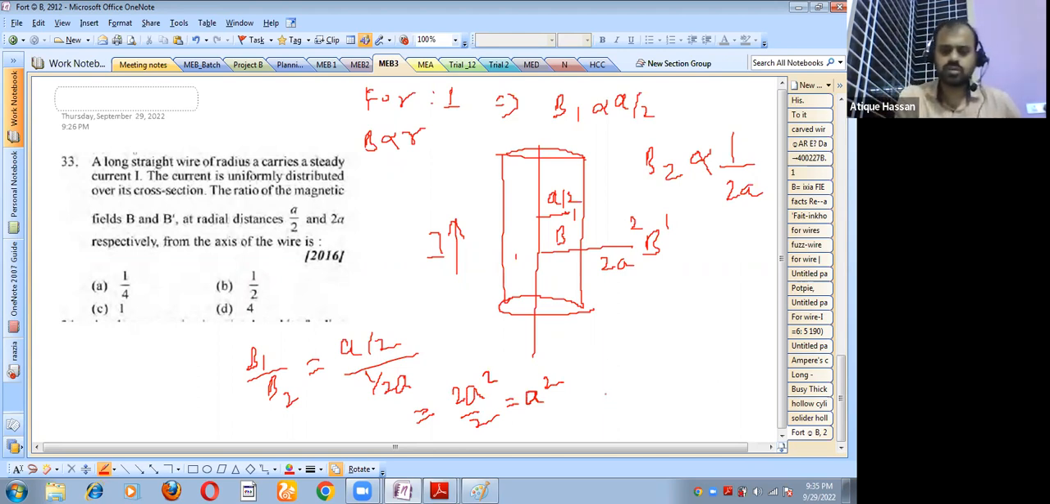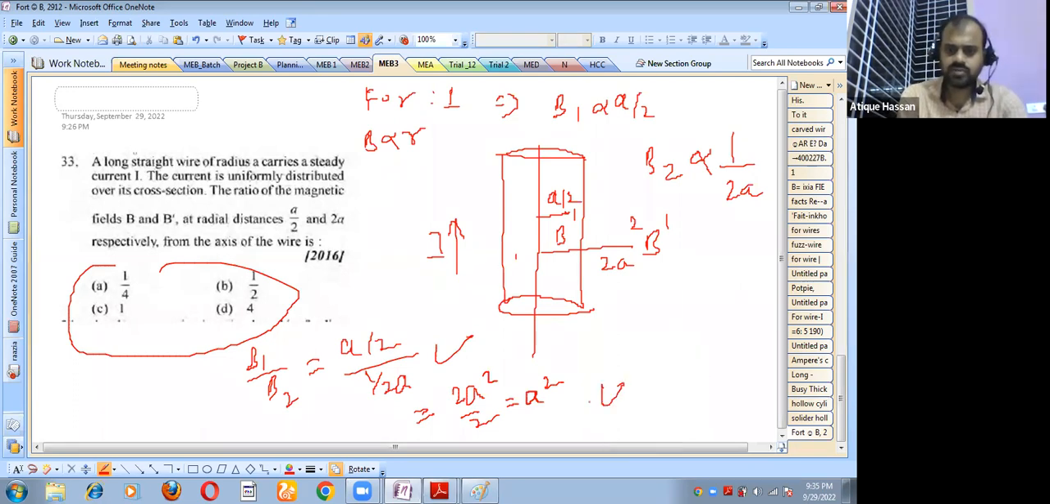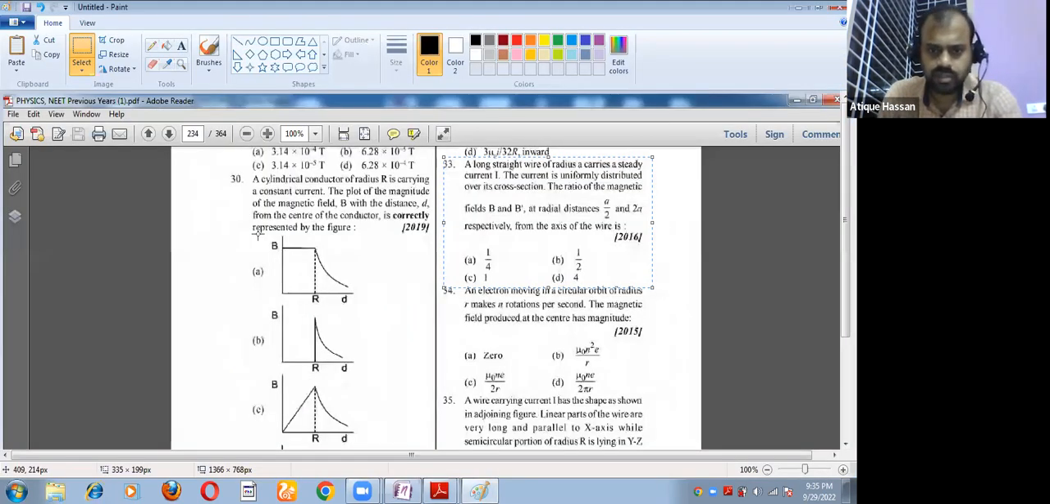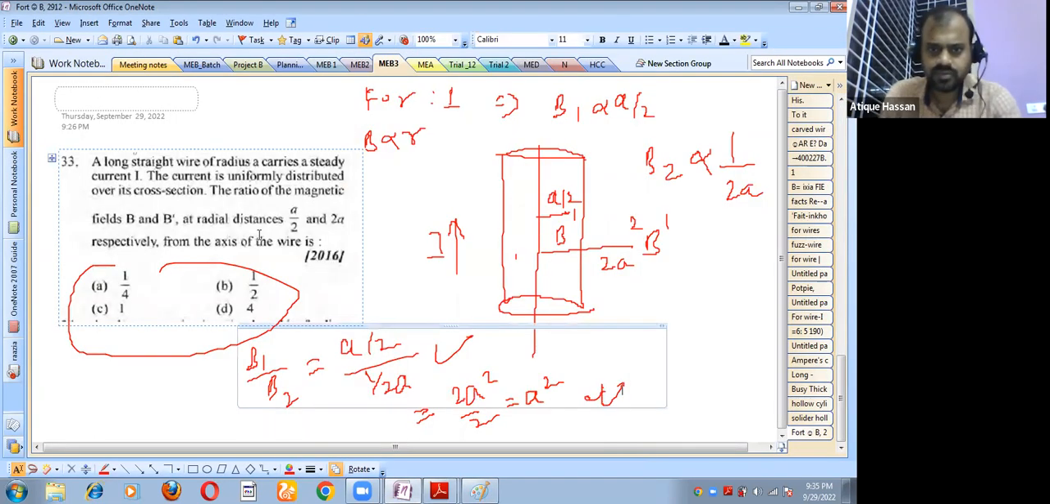I think the options are not correct. Maybe something they have missed out. It should be a square. A is given in the option. So the correct answer should be a square. I think they have given a different option. It should be a square. Let me check from a different book also.